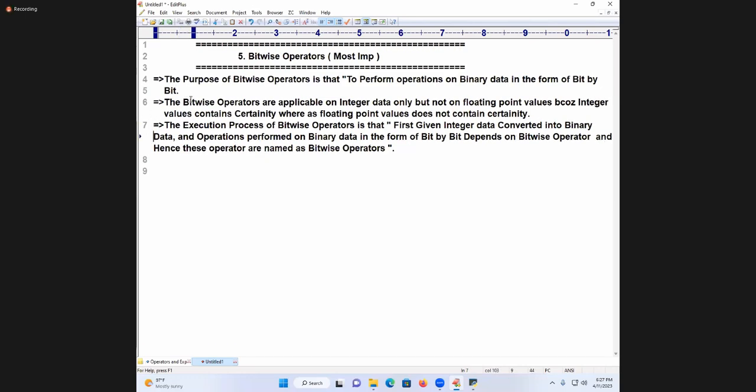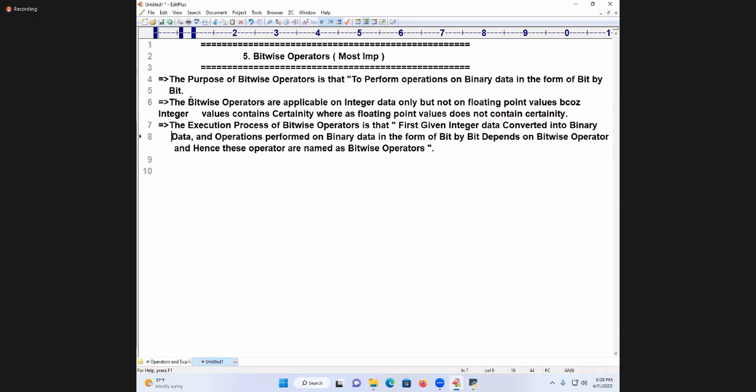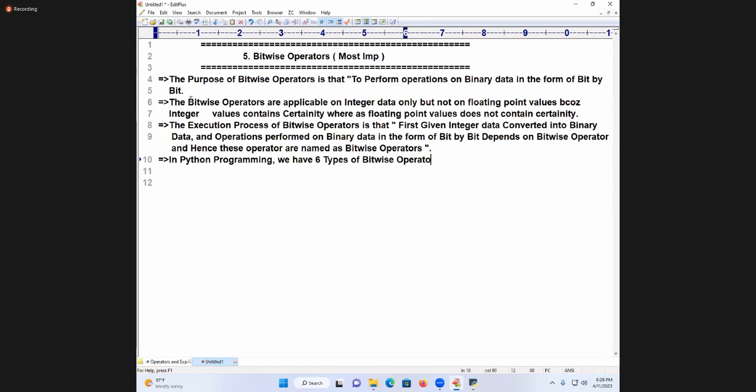Now I am going to write it. What are the various values available here? Now we are going to discuss. Shall I start? Now coming to the point back. In Python programming, we have 6 types of which operators? Bitwise operators. 6 types of bitwise operators.